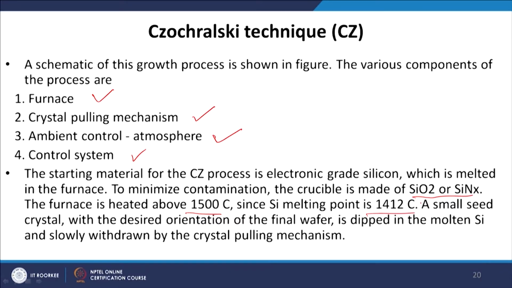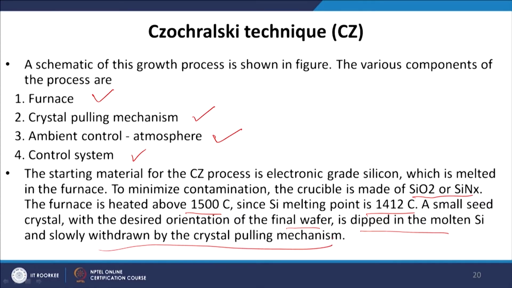So, silicon melting point is 1412 degrees Celsius. If you have to melt silicon, then we need to heat it beyond this temperature, and in the CZ method the polycrystalline silicon is heated at 1500 degrees Celsius. A small seed crystal with the desired orientation of the final wafer is dipped in the molten silicon and slowly withdrawn by the crystal pulling mechanism.